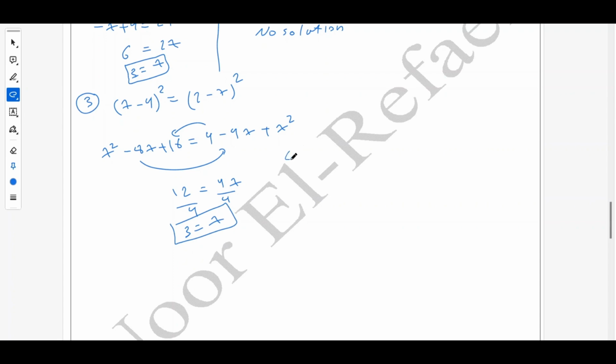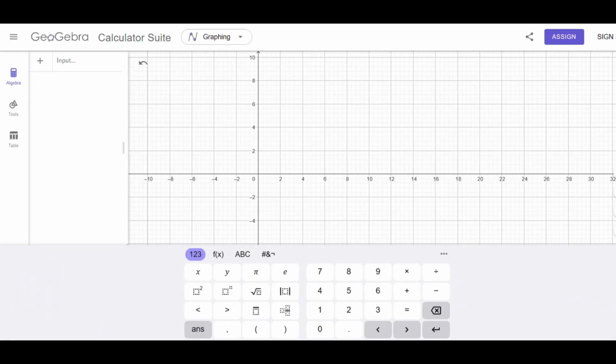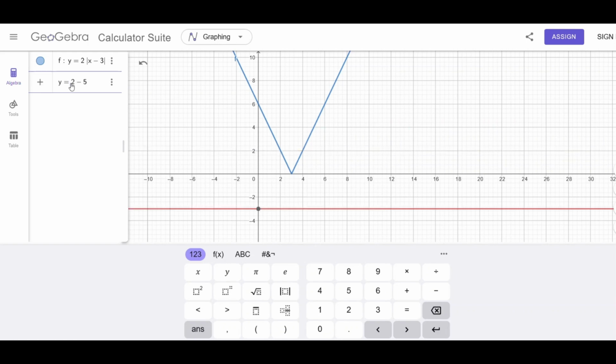And always check. Okay, let's solve part D, 2 by modulus of x minus 3 equals 2 minus 5x. I'm going to sketch it by using GeoGebra. y equals 2 modulus of x minus 3. y equals 2 minus 5x.